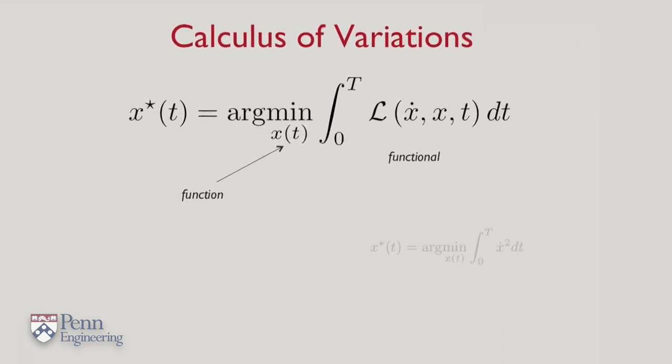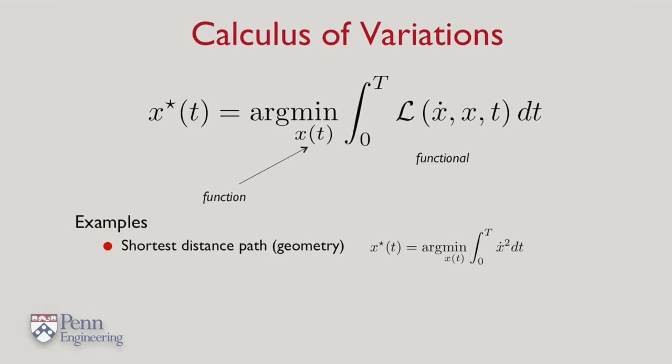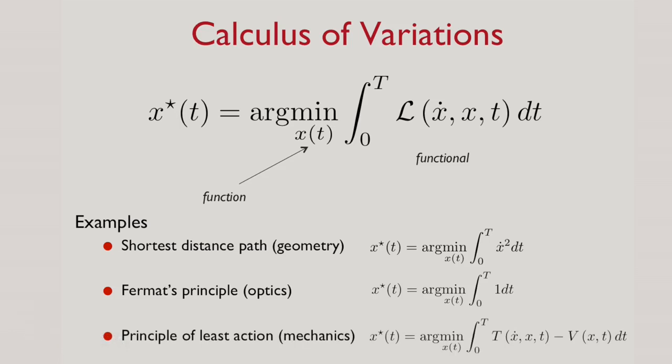This problem arises in several settings. If you want to find the shortest distance path, you will use a functional which is the integral of x dot squared, or the square of velocity. If you're trying to find the shortest time path, a problem that arises in optics, you will let L be the simple functional 1. Likewise, in mechanics, you usually refer to a functional that's obtained from the kinetic energy T and the potential energy V.